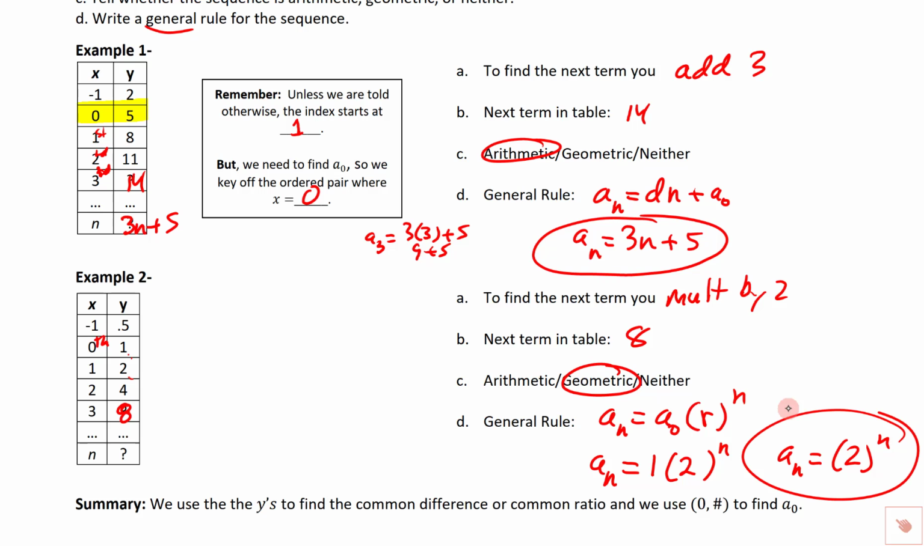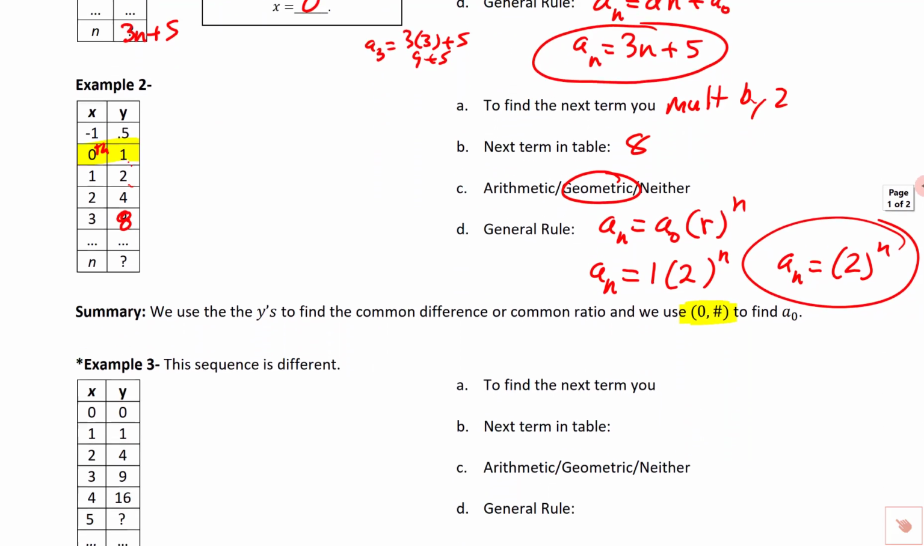Now, the key to doing this is making sure that we key off the right one. So we want that 0th term. That's going to be the one that corresponds to an x equals 0. So it's going to look like this. If you want to find a naught, you find the term on the table, or the ordered pair on the table that starts with a 0 for x, and then whatever y is, that's going to be a naught.